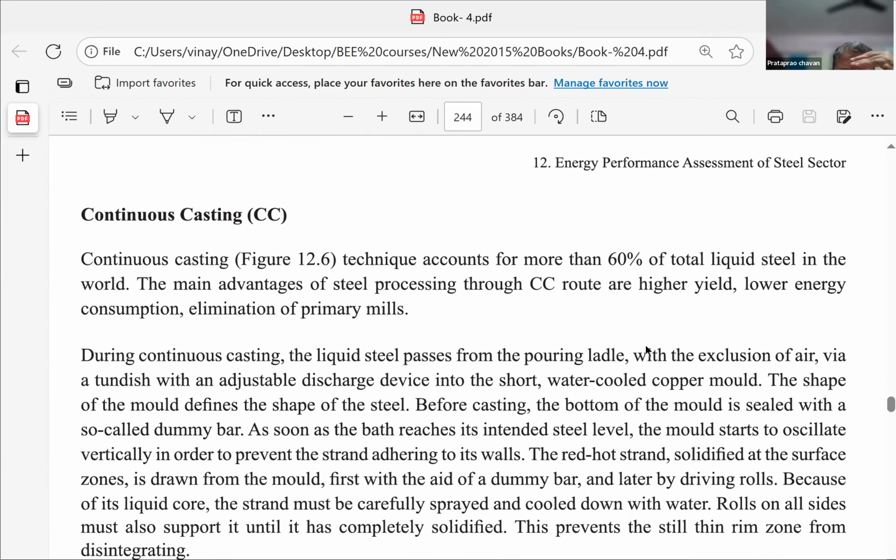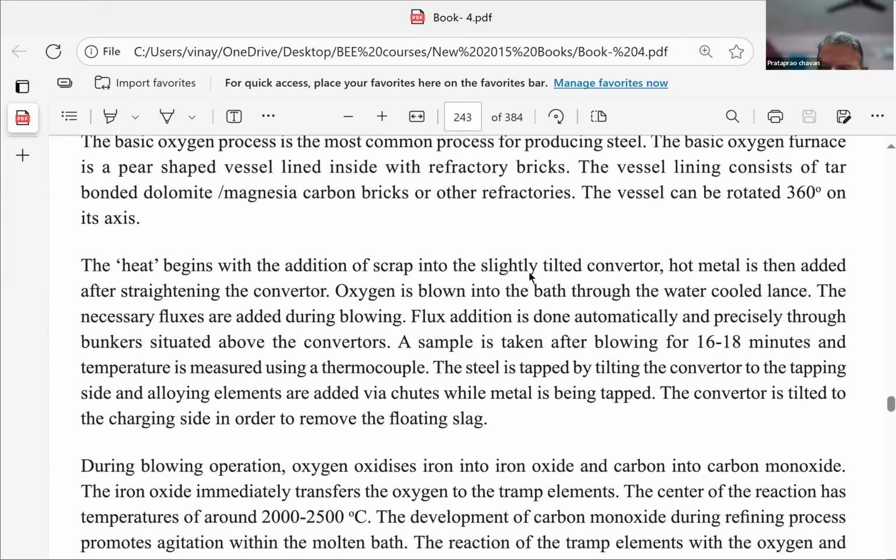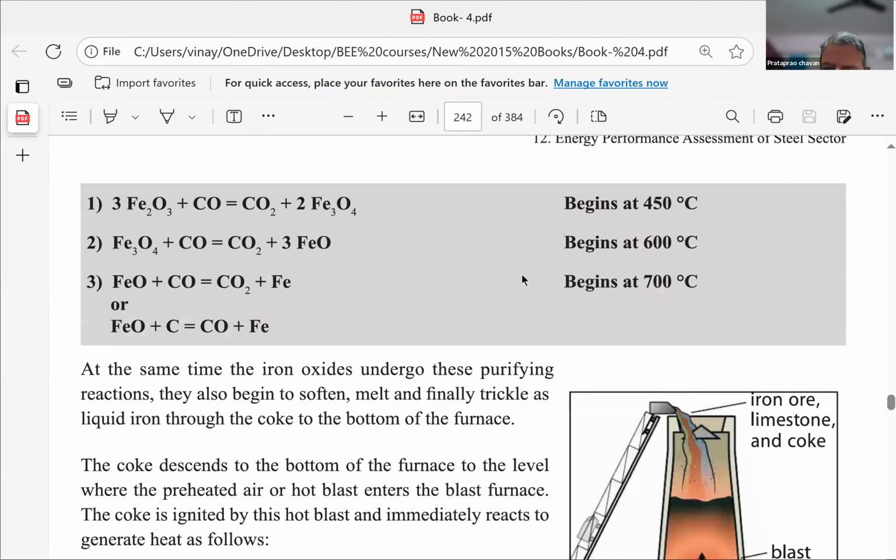Basic oxygen and open hearth. Now continuous casting. This technique accounts for more than 60% of total liquid steel in the world. What is this technique? Had it been a physical class, I would have drawn a separate diagram. But anyway, you remember this. I will try to explain as it is.